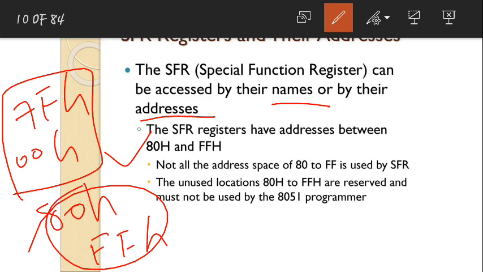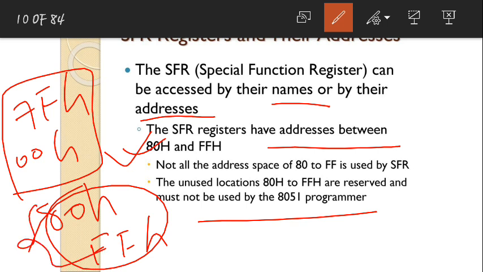Now the SFR registers have addresses between 80H and FFH. Not all the address space from 80H to FFH is used by SFRs. The unused locations are reserved and must not be used by the 8051 programmer. From 80H to FFH, we have mostly used the space for some register or the other, so there is a little space left over. Those are unused, so a programmer, a user, can use it.